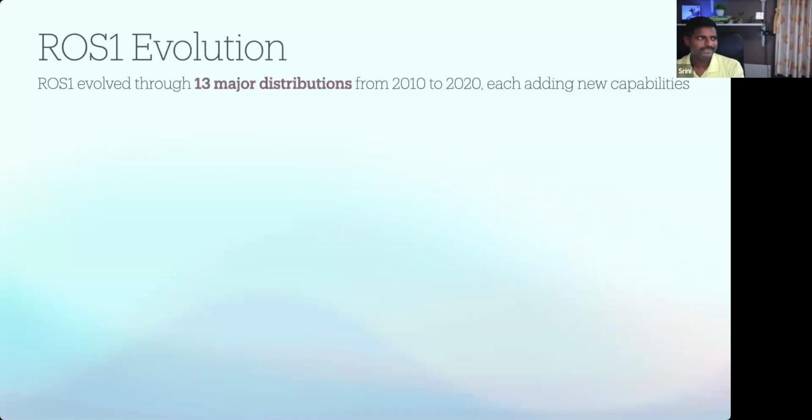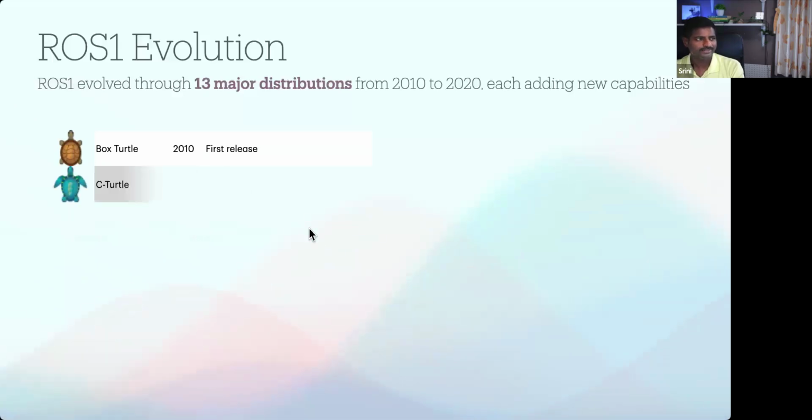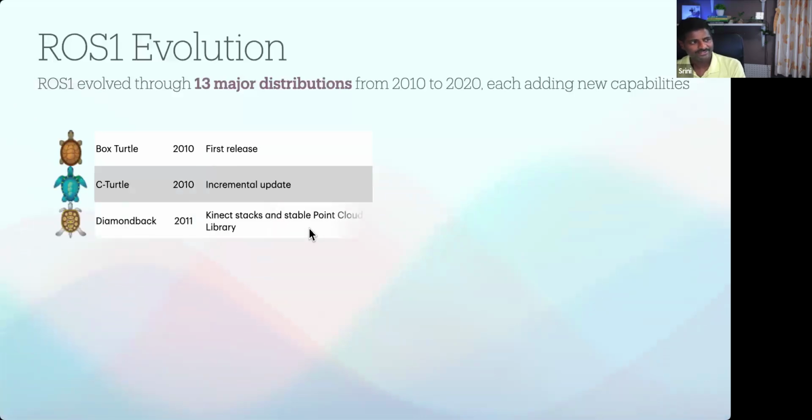So the next part is the different distributions. ROS is basically distribution based. So there's been 13 major distributions in ROS 1. So let's look at them. The first one, as I said, was the Box Turtle release, that was done in 2010. The second one was Sea Turtle. It was kind of an incremental update. The third release was Diamondback. It was in 2011, the next year.